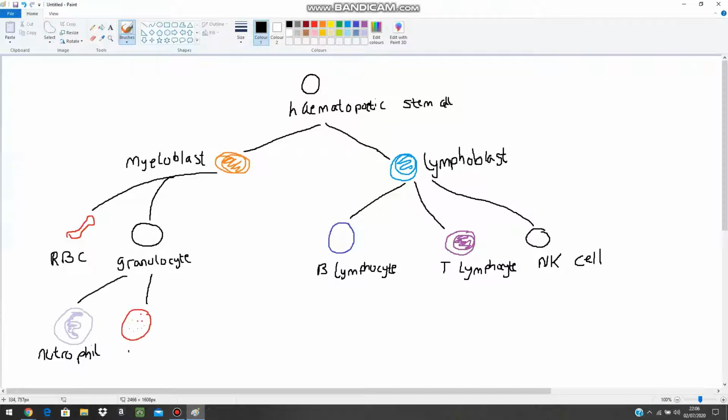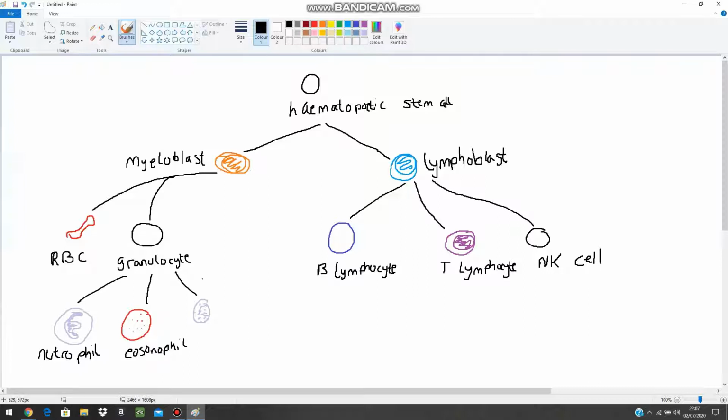They may further go on to form the cells responsible for dealing with parasitic infections in our body, the eosinophils. And lastly, they may go on to form the basophils, a group of cells that's quite mysterious and we're not quite sure exactly what their role is.